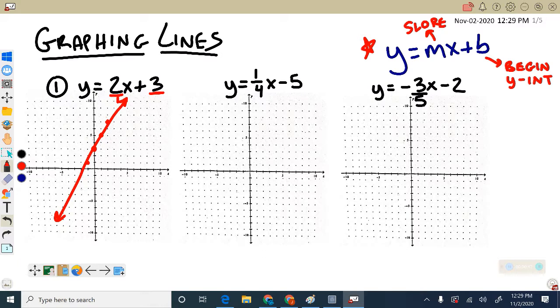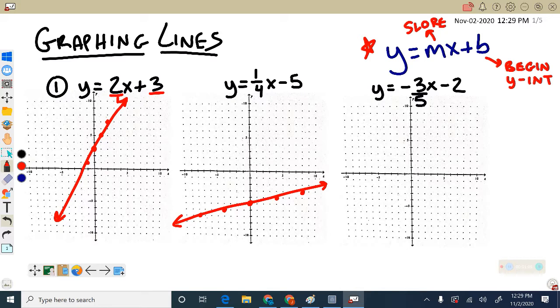Just that simple. For this one, your b, your negative 5, is where you begin. Your slope is now 1 over 4. Up 1 to the right 4. You could also go down 1 to the left 4. And now you can connect your lines, just like that.